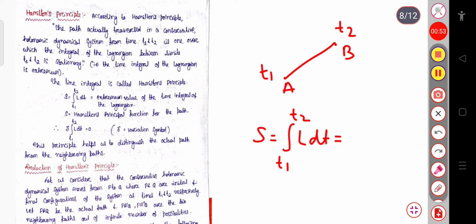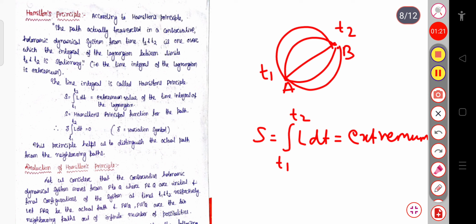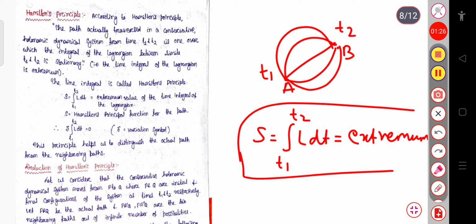That is, it has the extremum value. Extremum value means it may be the maximum or it may be the minimum. So its value remains stationary for this path, that is A to B. For the actual path of motion, this integral remains stationary. But here there may be the possibility of other paths. Now we will consider this path also, and finally we will calculate that S equal to integral of L dt will be extremum or the stationary value.